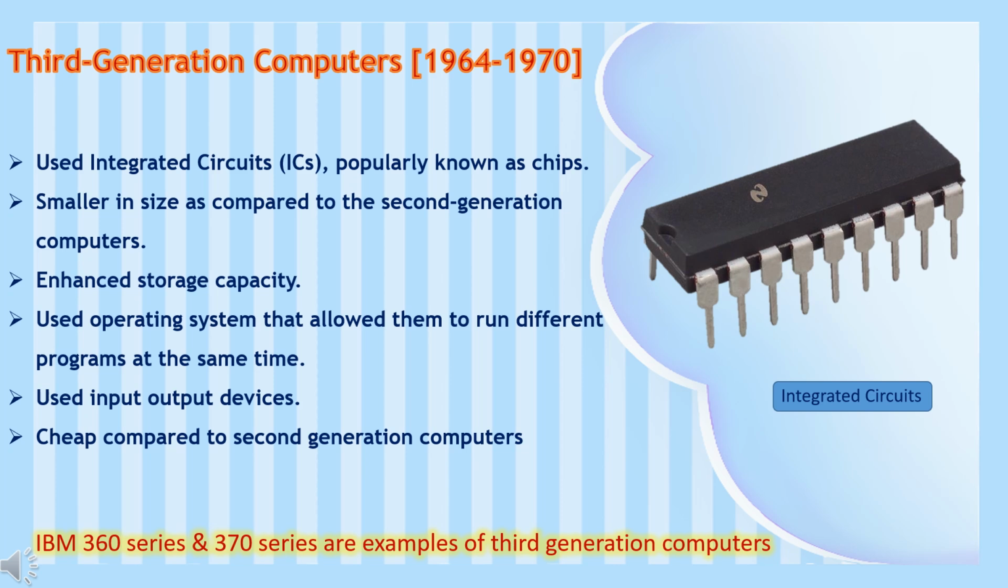They used an operating system, and that allowed them to run different programs at the same time. These computers used a keyboard to input data and a monitor to display the output. They were much cheaper than the second generation computers. The IBM 360 series and 370 series are examples of third generation computers.